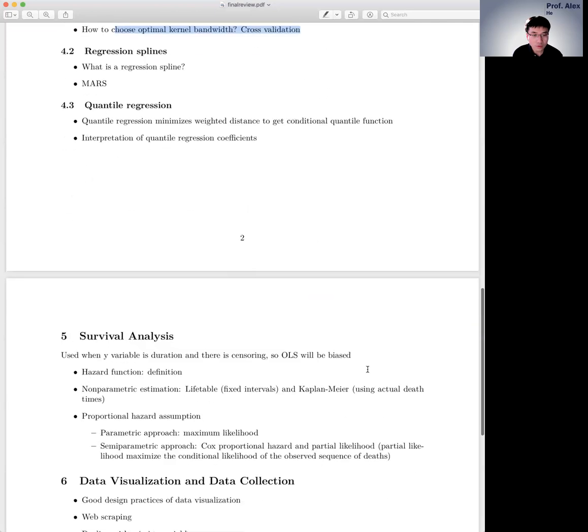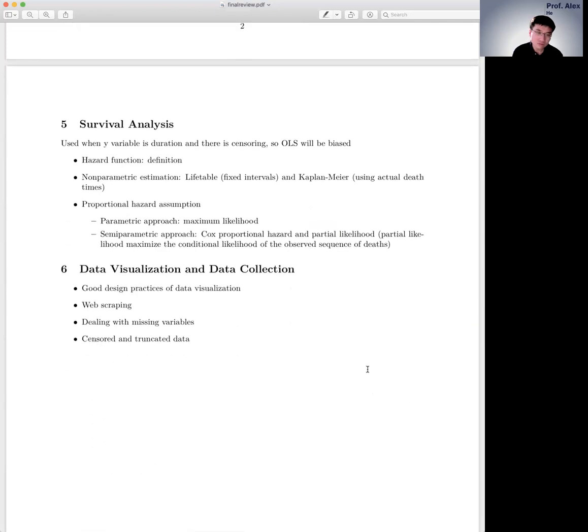Okay, and next topic that we covered is the survival analysis. So these models are for the case where you have the duration of something to be the outcome variable. And the problem there is that you have censoring, okay, which means that for some individuals, you only see a range of their outcome variable.